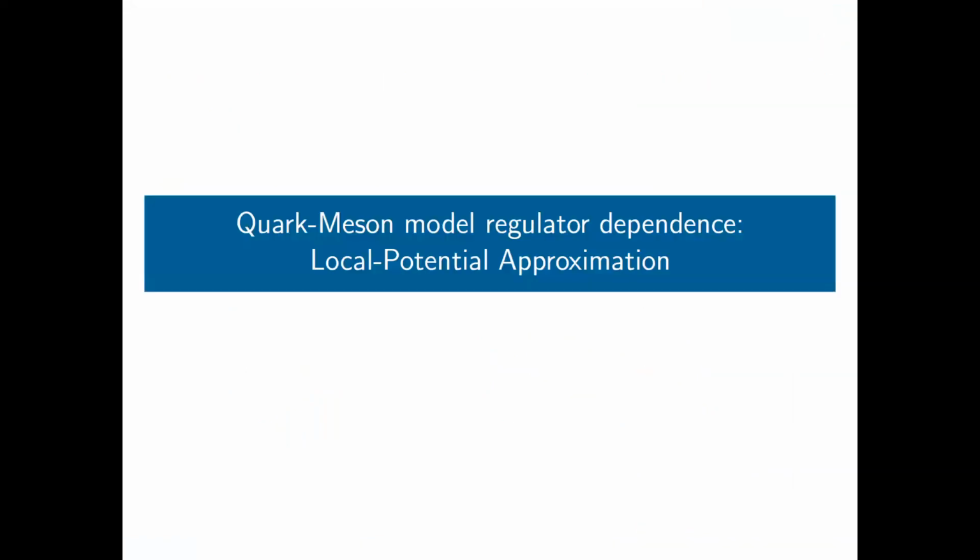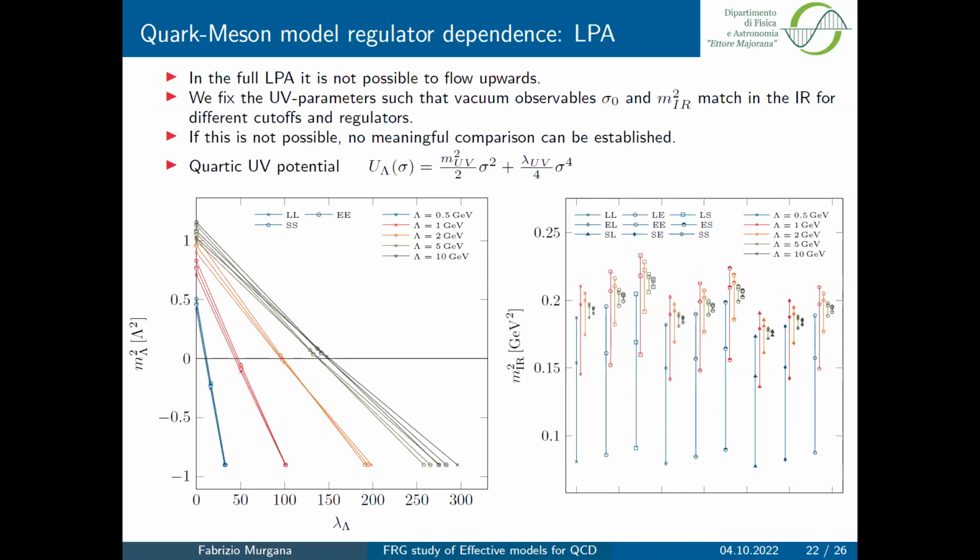Now we move to the real deal, which is the LPA. In the LPA this is not possible anymore because you now have diffusion terms, so you cannot flow upwards. You're losing this property. How can you proceed? As we said at the beginning, you fix the value of the IR mass and the position of the minimum, and then you match the vacuum for the different regulators.